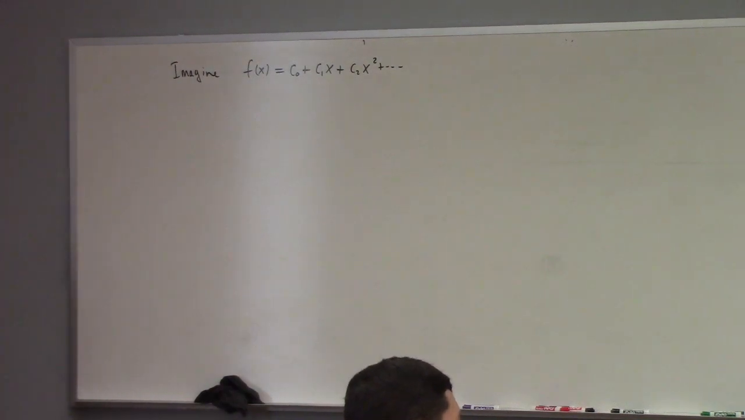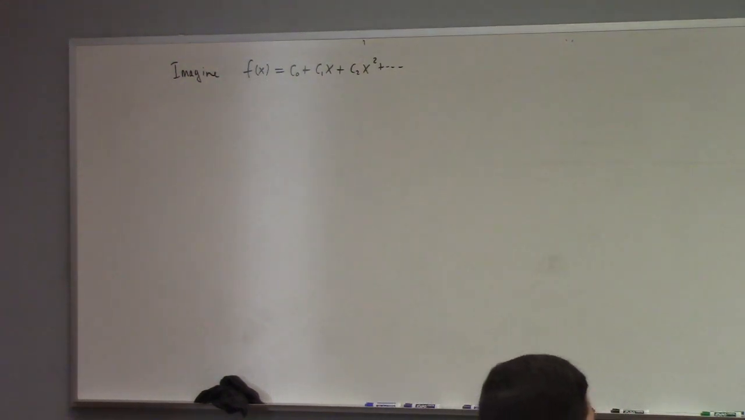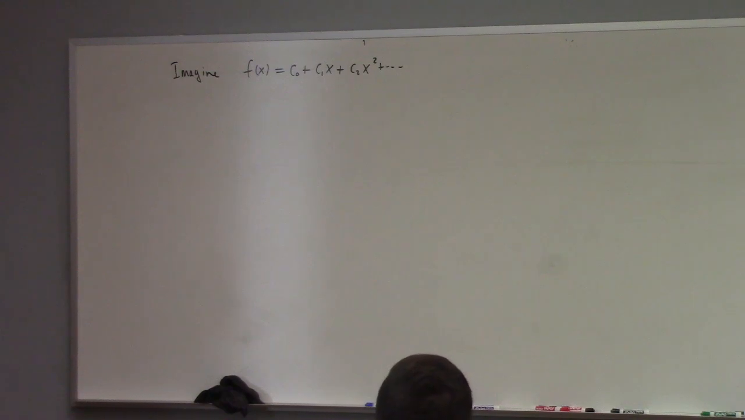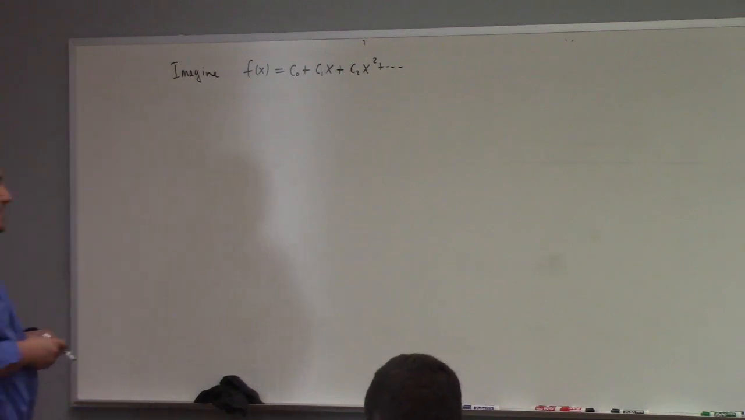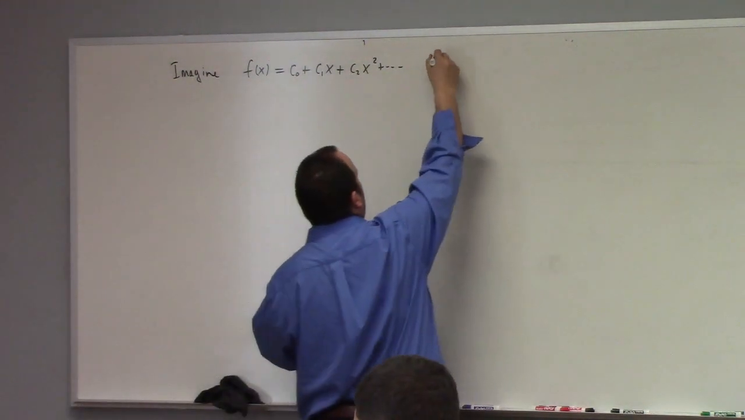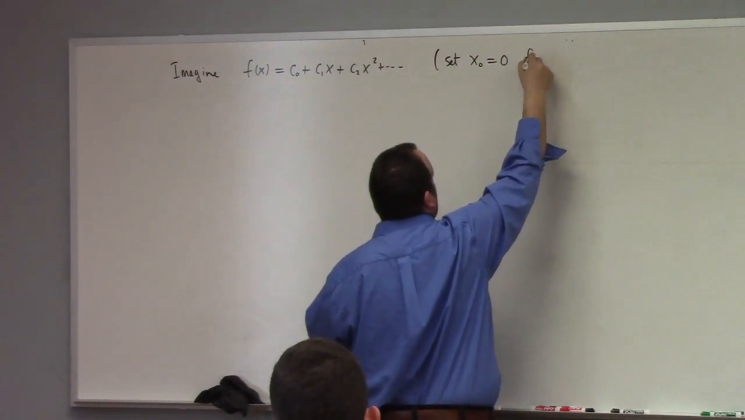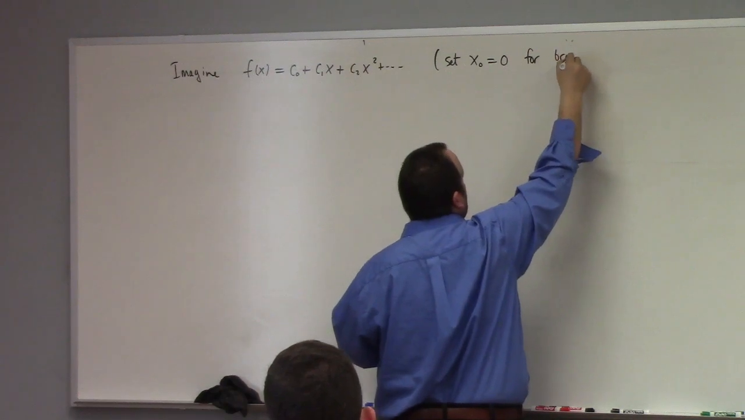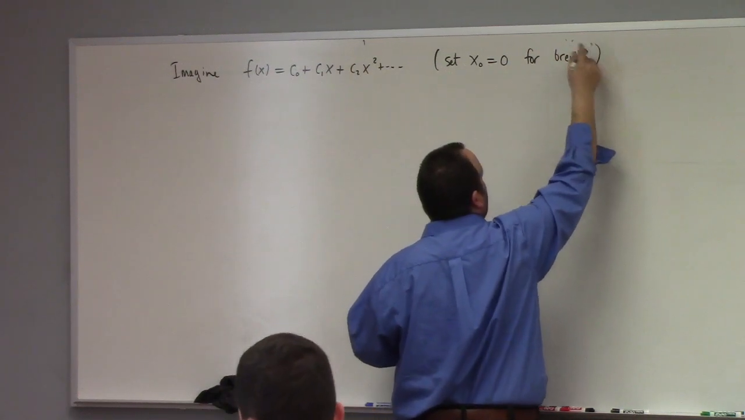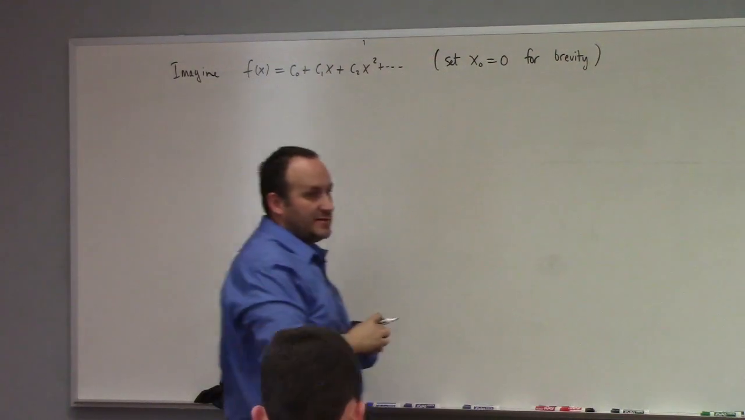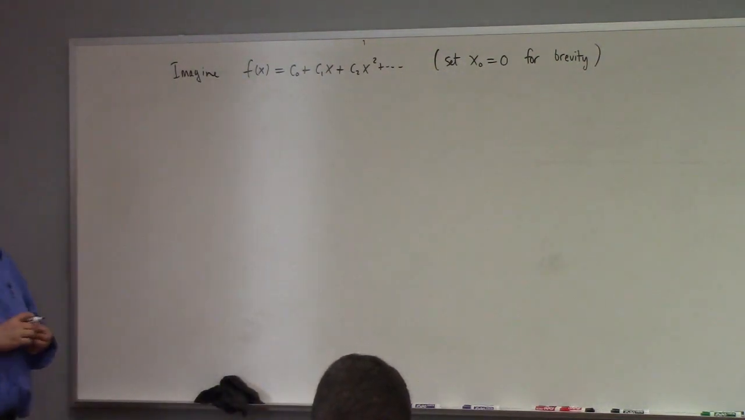For the sake of reducing clutter, I'm going to put x0 equal to 0 in this discussion. Everything I'm doing at x0 equal to 0 could easily be written down as I have on the right board. So I'm going to set x sub 0 equal to 0 for brevity, and to try to make your note writing experience a little less painful.